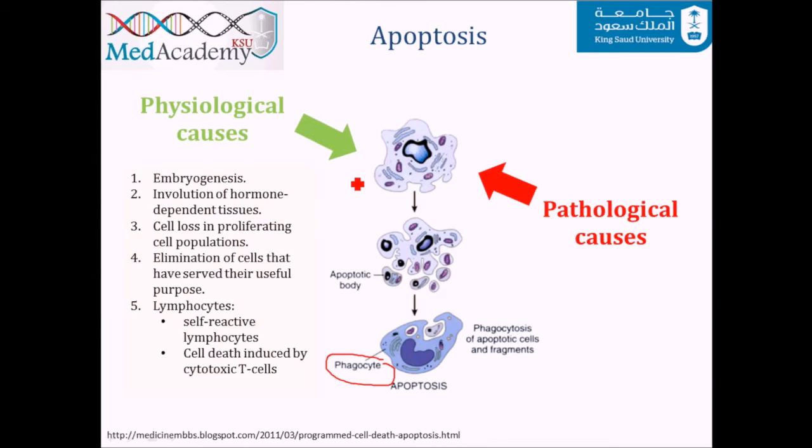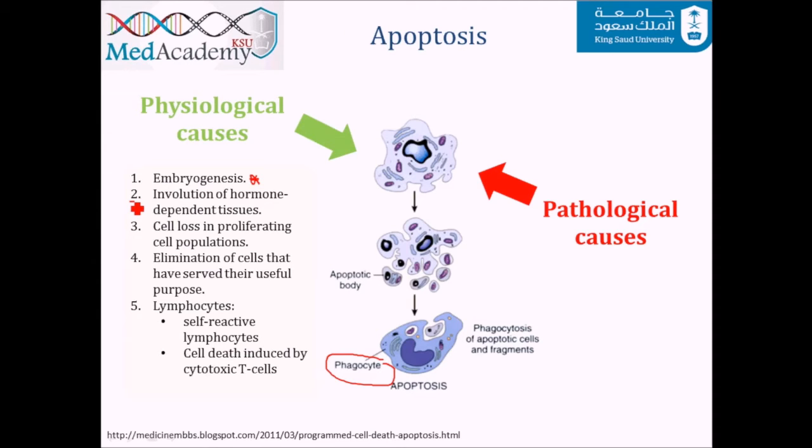The first one is embryogenesis. What does this mean? During embryogenesis, you need cellular death to happen in certain areas. You can actually imagine that your fingers were not really fingers at some point when you were an embryo, and using apoptosis, these fingers got separated. Secondly is the involution of hormone-dependent tissues. Once you deprive a tissue from certain hormones, this tissue would shrink eventually. For example, the regression of the lactating breast after weaning.